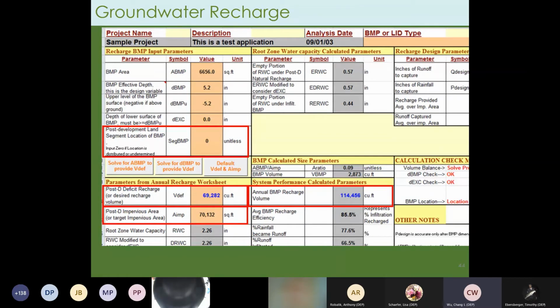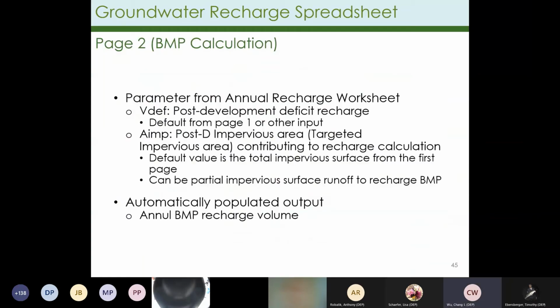And the next, here is page 2. After you have all the input in the first page, it gives you a deficit. And then you can go to page 2 to have a further input and the design of your BMP. And you can see that from page 2, there are the VD. The page 1.